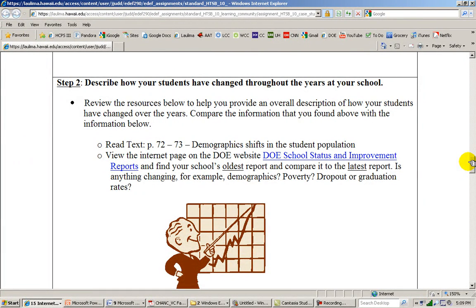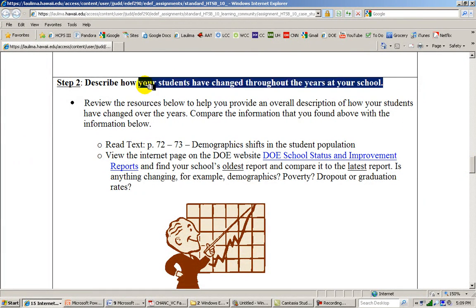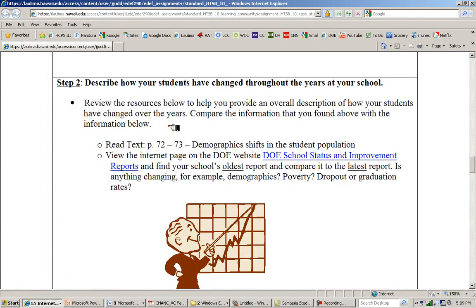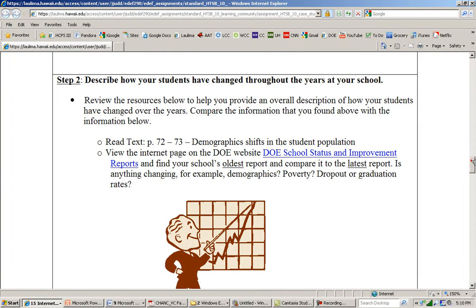The second part of the paper is seeing how your students have changed over the years. And so if you go through your DOE School Status Improvement Report, it will have old reports and new ones. Take a look and see if there's anything changing at your school. Is the poverty rate going up or down? Is the demographics changing? And in this way you can see some of the trends going on.